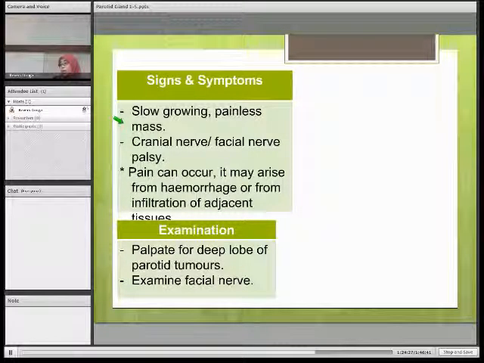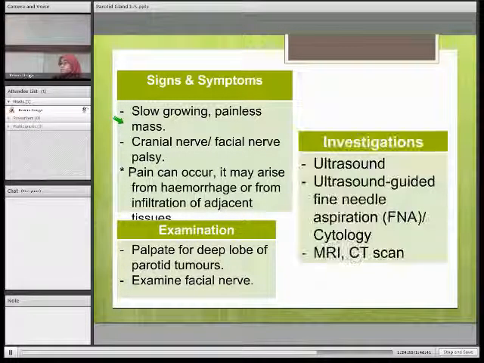Examination, you will palpate for the deep lobe of the parotid tumors, and if there is a tumor, you would then assess for the clinical features that would suggest malignancy, so its hardness, whether it's fixed or mobile, its tenderness, and so on. And you examine the facial nerve. Again, it's more pronounced. You would get facial nerve palsy in neoplasm as opposed to parotitis. Not that it's impossible, but it's more evident in tumors.